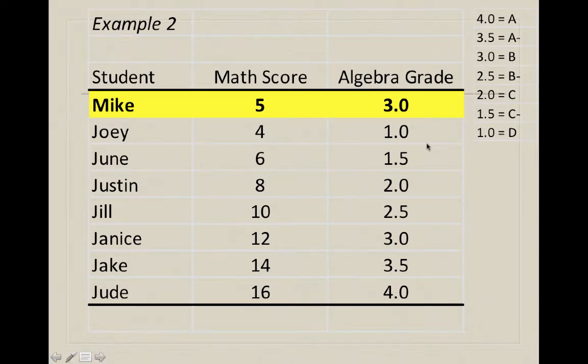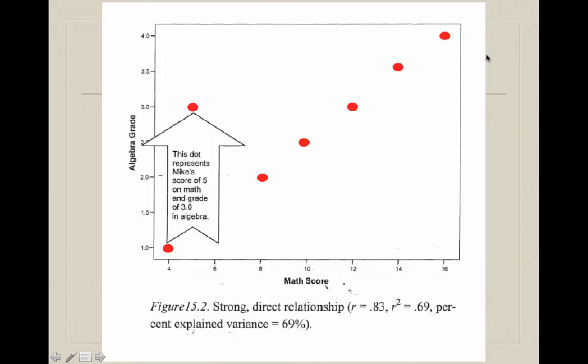Okay, Mike had a math score of 5 and an algebra grade of 3. So, you know, when you look at this, you would have thought if he had a 5, he'd be in here, and he'd be in the 1 range still. So D, probably like a D plus maybe. But really, he's up here in the B range. So let's see. This dot represents Mike's score of a 5. Okay? So you still have a strong direct relationship.